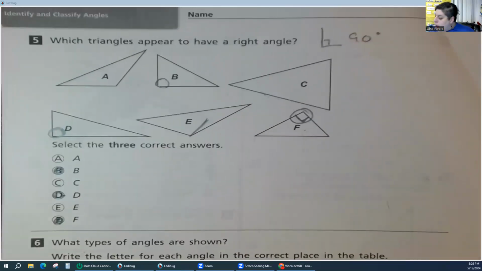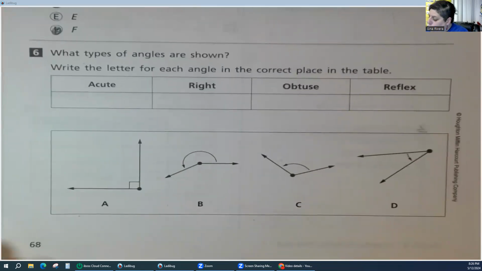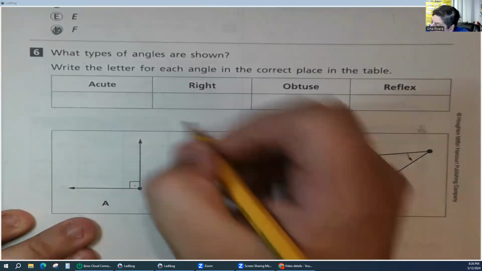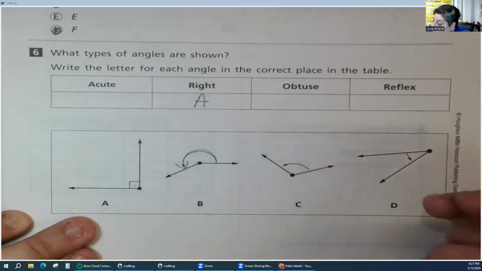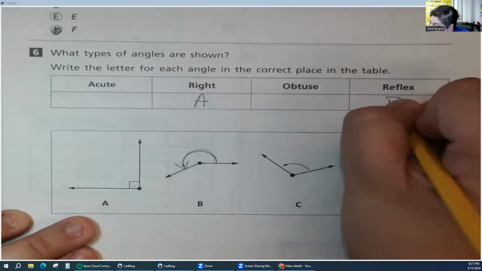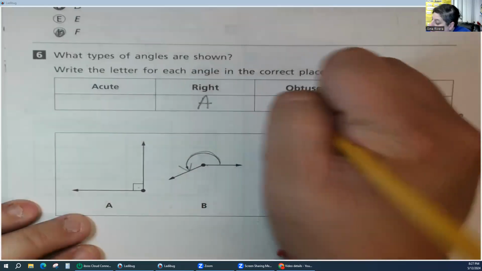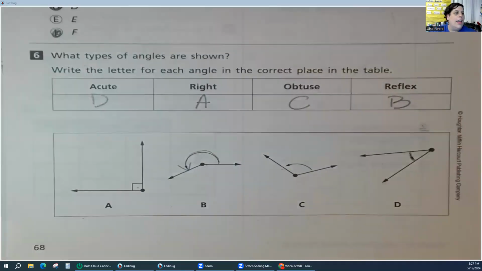There we go. And then the last one, what types of angles are shown? Well, let's see. This has my little clue that that's a right angle of 90 degrees. So A would go right here. This is backwards, like Nina's back bend. So this is a reflex angle. B, this one only, it's a big daddy angle that opens like that. That's obtuse. But this one's little. That's the acute angle. And just like that, you finished your homework.